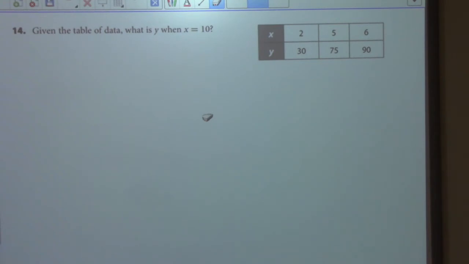What did you get? Yes, 30, I think. Anybody else want to go up? Number of people times the cost per person equals 180.